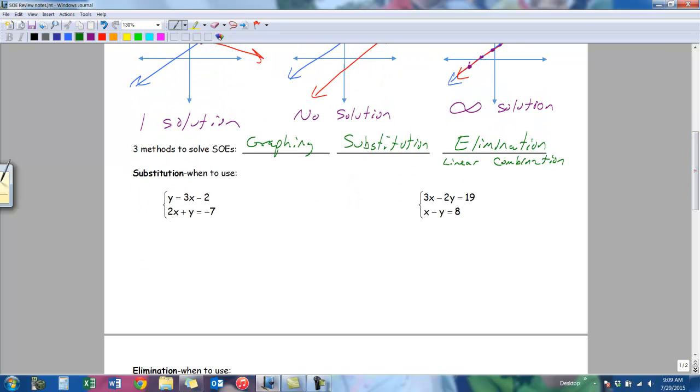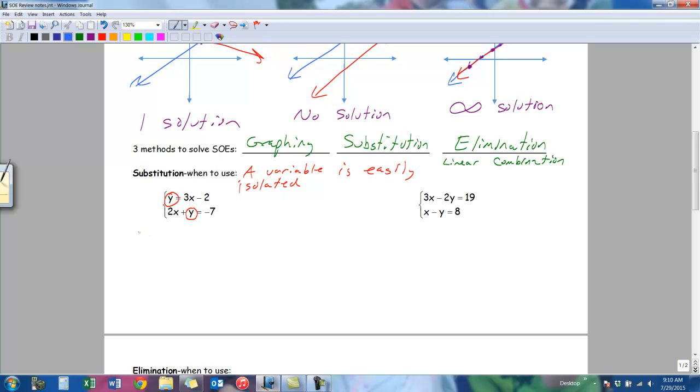Now let's talk about substitution. Substitution we are going to use when a variable is easily isolated. For example, in this first example, y is easy to isolate because it already is. y is equal to 3x minus 2. So then what we're going to do is go to the other equation and substitute into the same place.